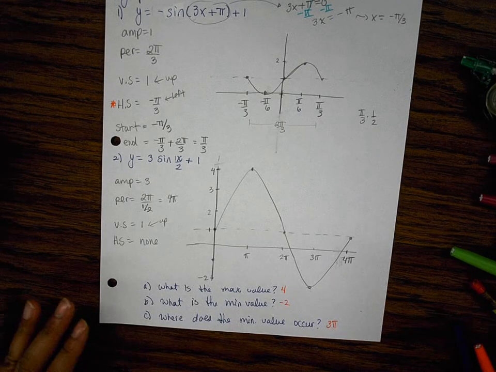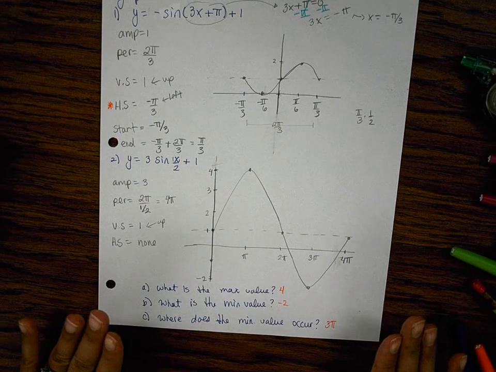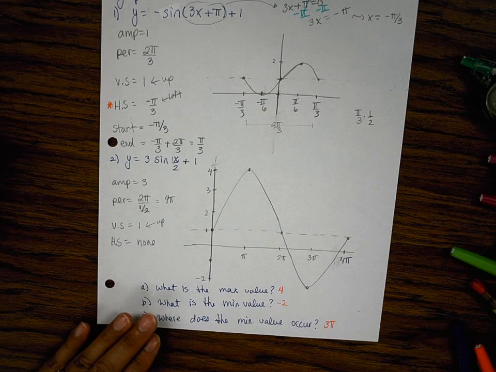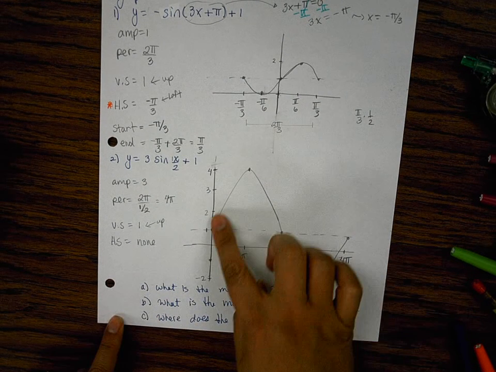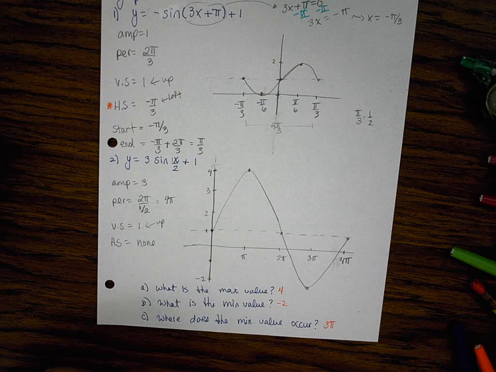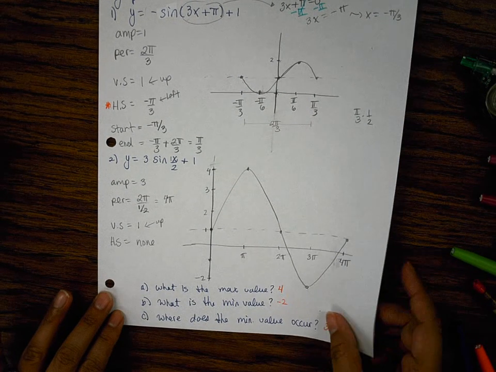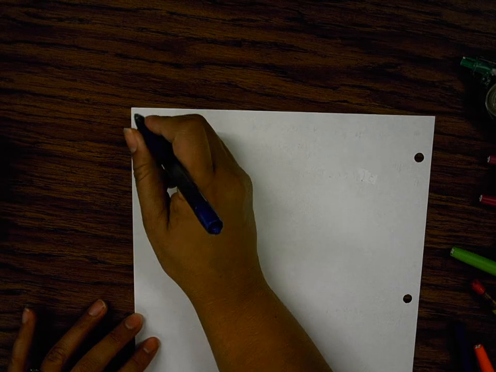And these are the type of questions you need to know how to answer. You need to know how to read your graph and understand what is going on. Again, this is one period length. This graph does continue oscillating between 4 and -2 forever and ever in both directions. Okay, moving on to number 3.